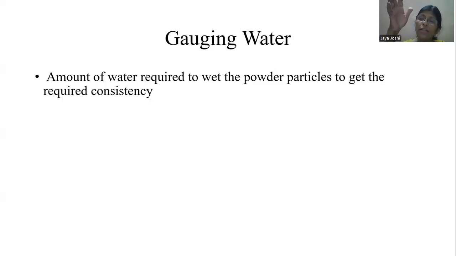So coarser is the particle size, more amount of gauging water is required. As more amount of gauging water is required, there is more amount of excess water, and more porosities will be there after evaporation of this excess water, and so the product is weaker.